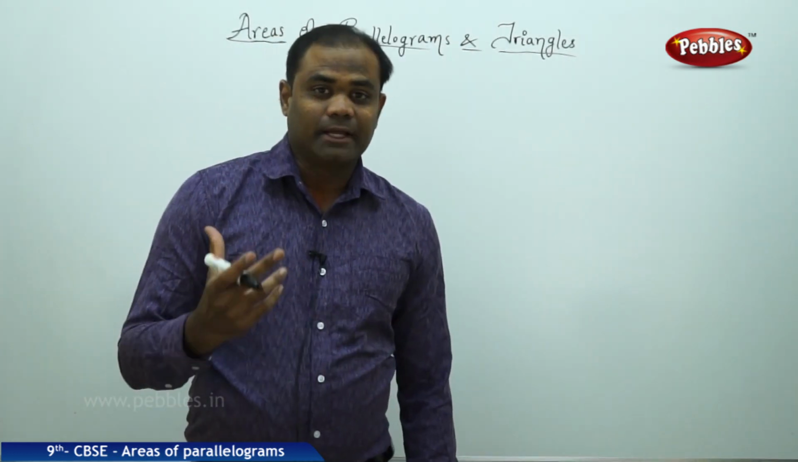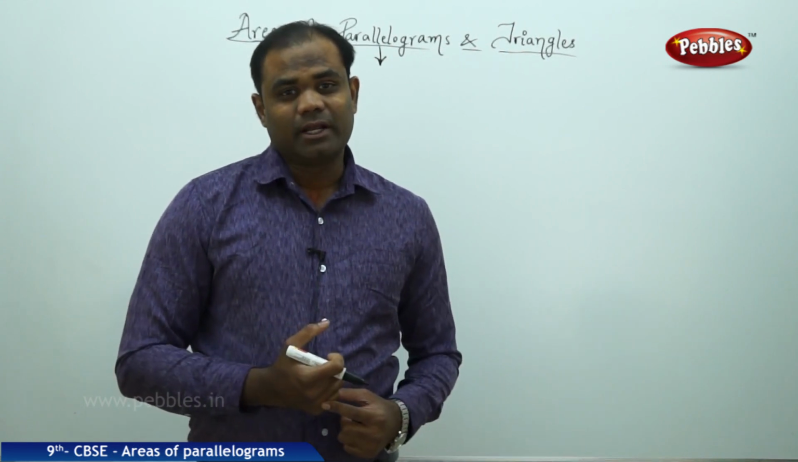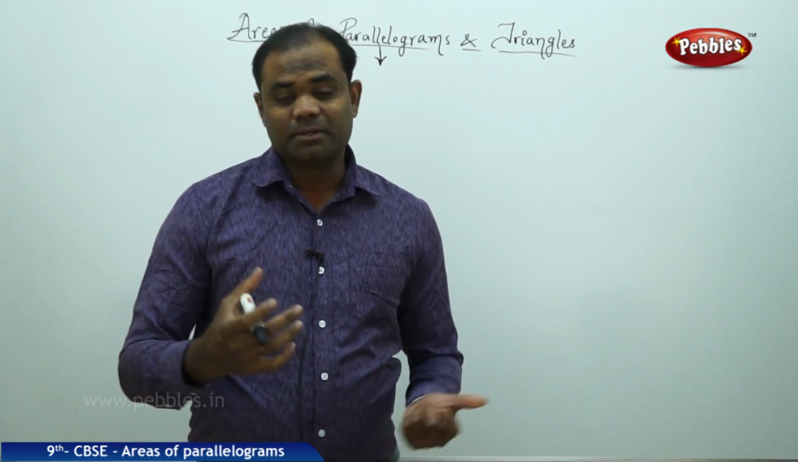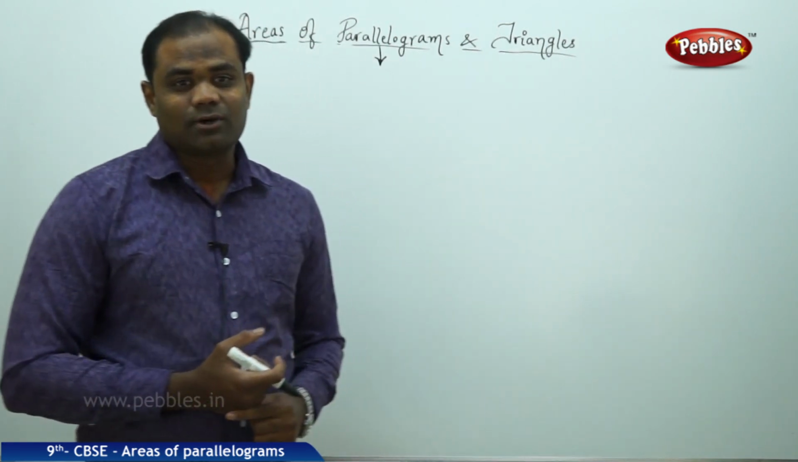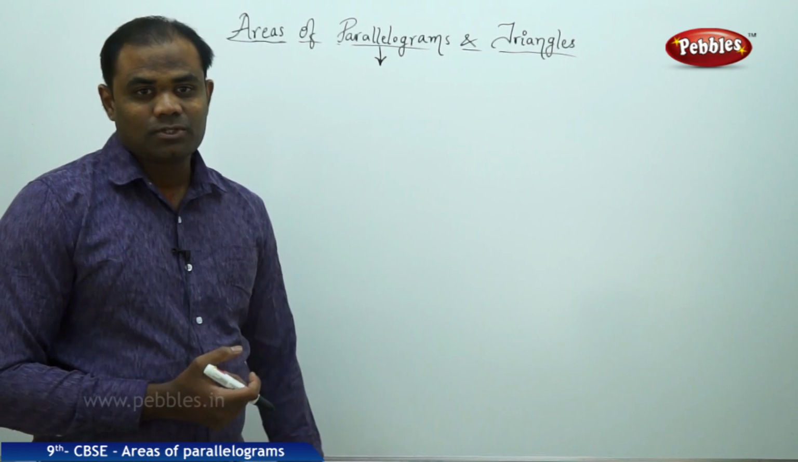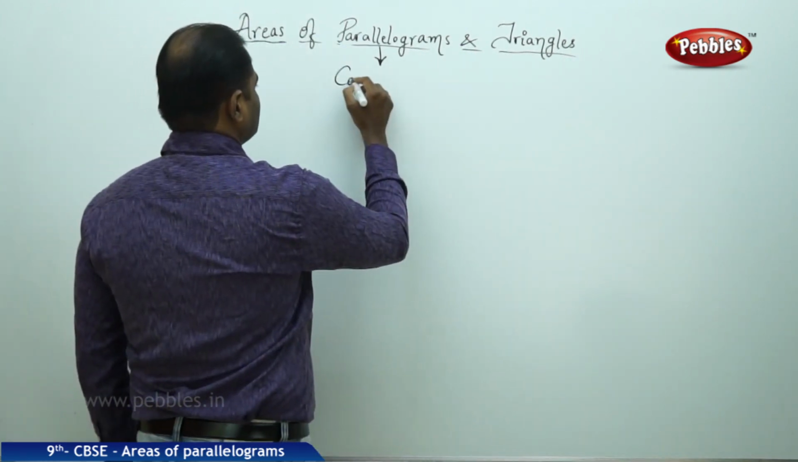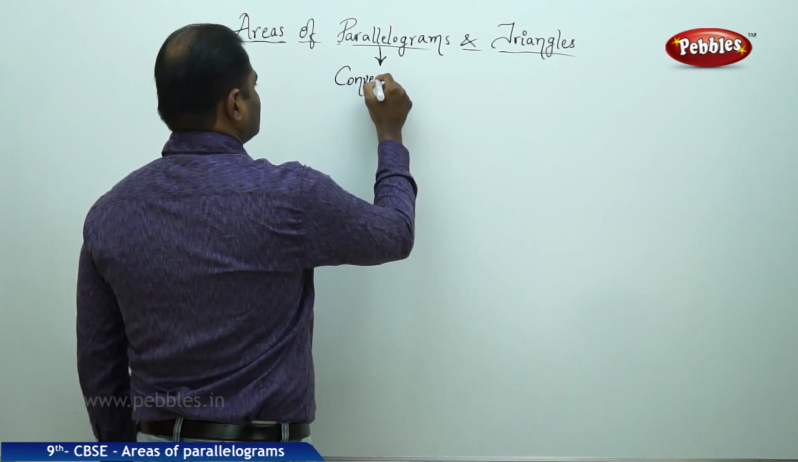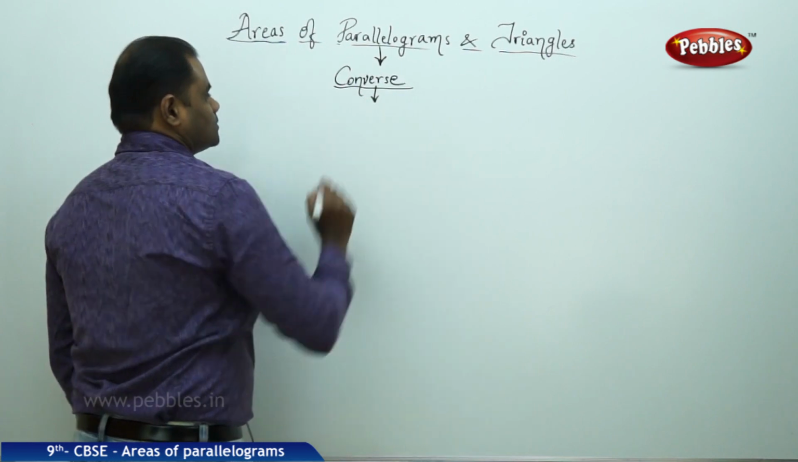Now let's come back to the converse of the previous property. Triangles on the same base and between the same parallels are equal in areas. And parallelograms on the same base and between the same parallels are equal in areas. Now the converse of that theorem. So how do we define the converse? Let's state the converse.